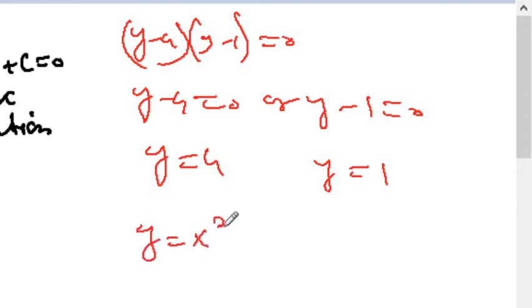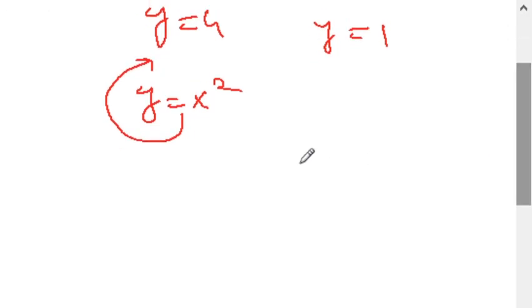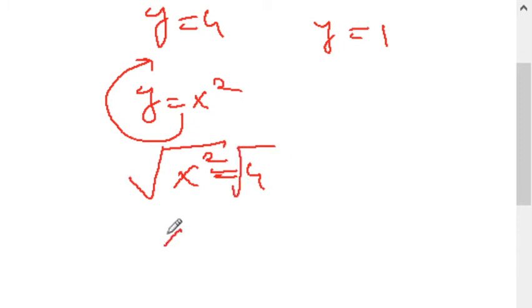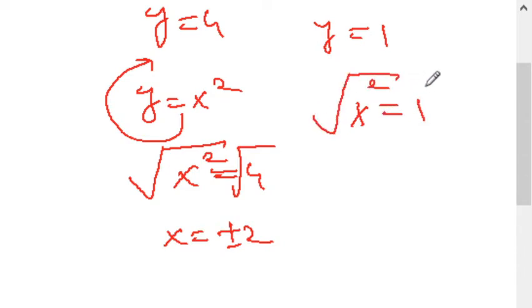Now what was y? y was basically x square. So replace y with x square. So x square equals 4. Now take the square root on both sides, so we get x equals plus minus 2. And replace: x square is equal to 1, square root on both sides, we get x equals plus minus 1. So these are the solutions.